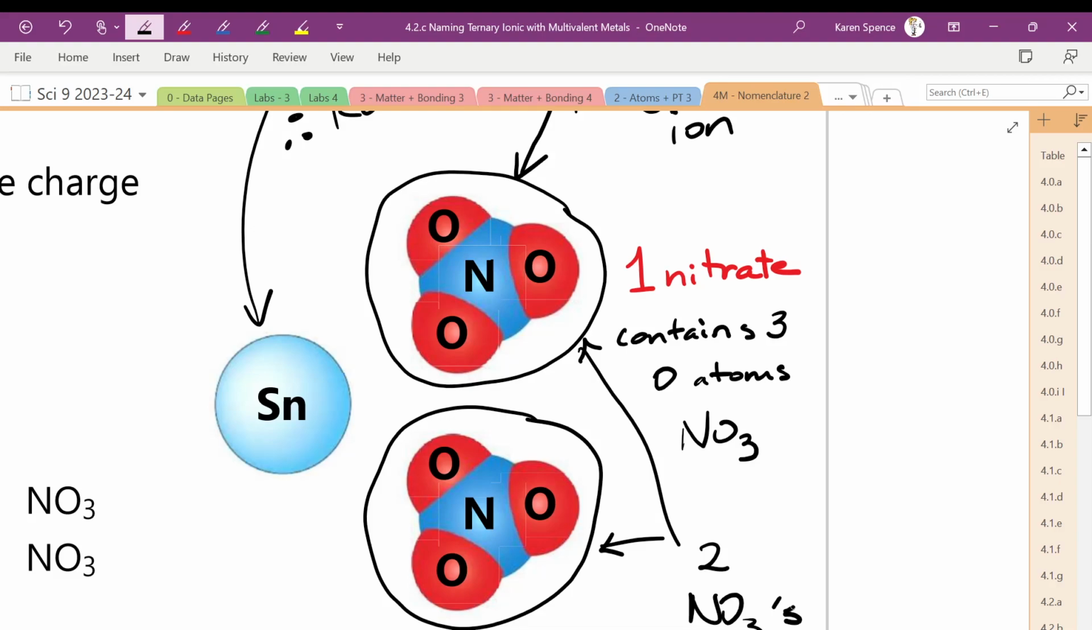So that's one thing you have to be careful with. When you have a polyatomic ion, you're always going to look outside of the brackets for how many you have. Okay?